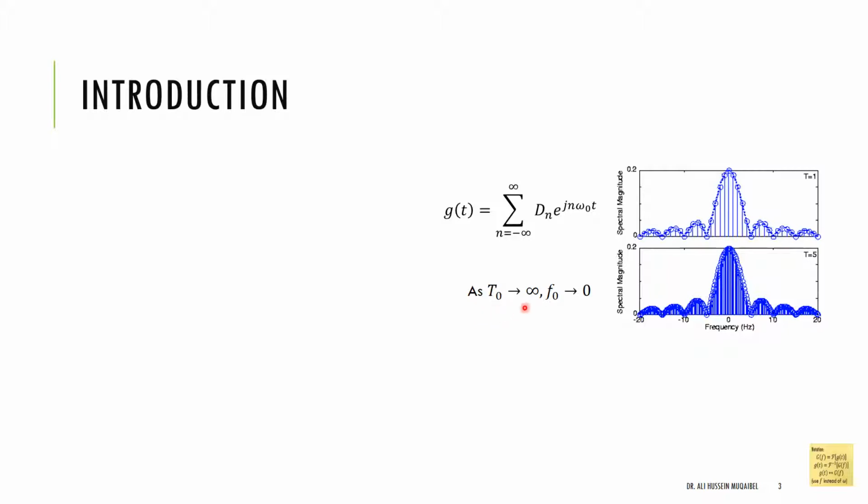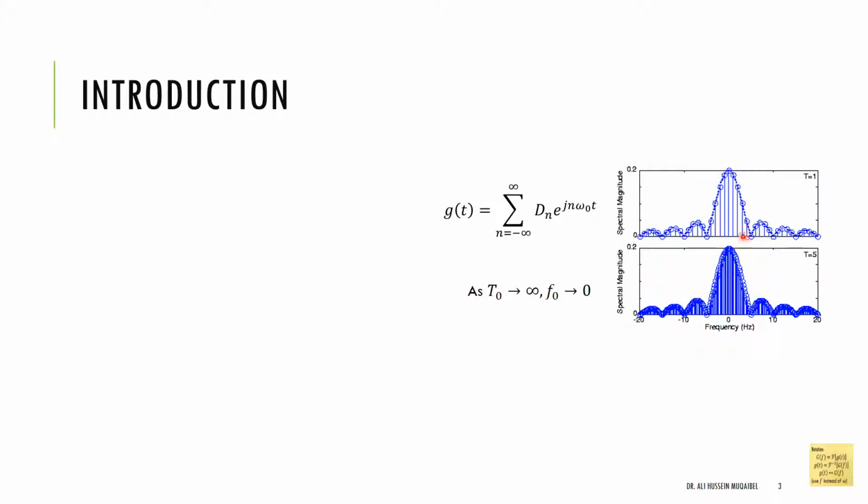Now, what happens if our signal is not periodic, it's aperiodic? If that's the case, the period will tend to infinity. And the fundamental frequency, which is the inverse of the fundamental period, will tend to 0. You know that these spectral lines are spaced by multiples of the frequency. So if the frequency tends to 0, those spectral lines will get close to each other and we get a continuous spectrum.